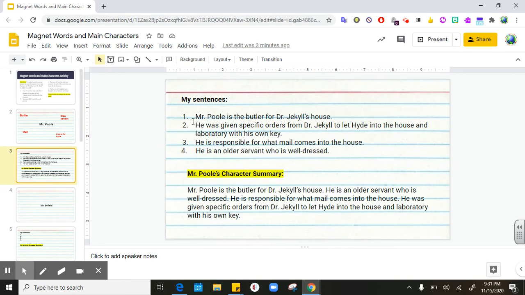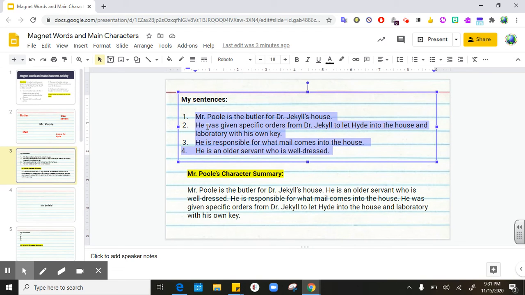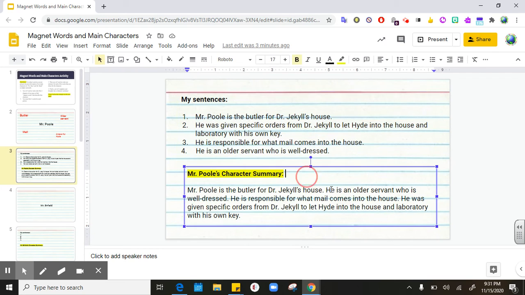If you notice, I didn't do these exactly in order from my sentences up here, because if I did, it wouldn't make as much sense. It makes more sense for me to put this sentence that was number 4 as the second sentence of my summary, because it's further description about Mr. Poole. So this is your example.